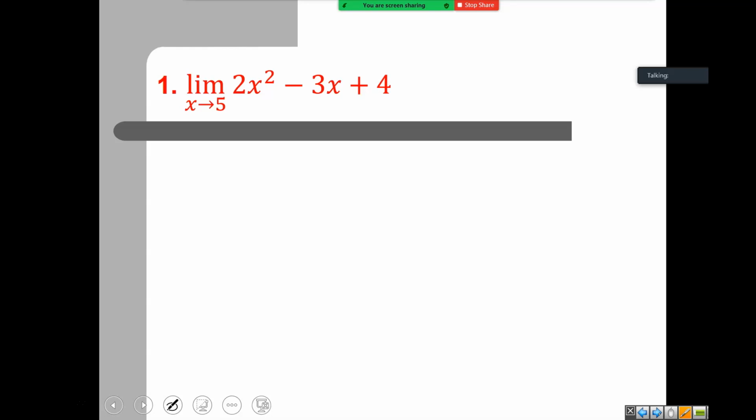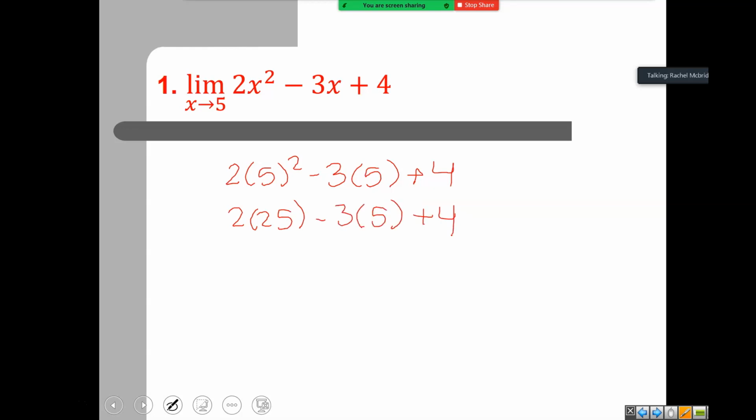Number 1 then. That's a polynomial function. It's a quadratic. Quadratics are continuous. For continuous functions, limits will equal their function value. So you're just going to plug in 5. Assume this would be a non-calculator question, so you would do your math by hand. So you have 50 minus 15. 50 minus 15 is 35. Add 4. 39.